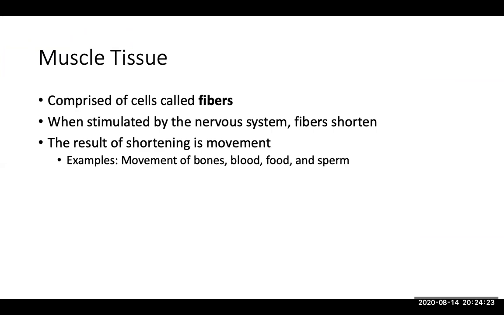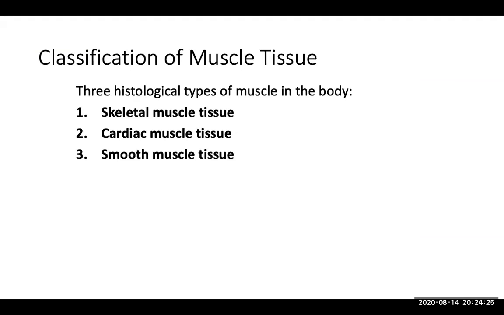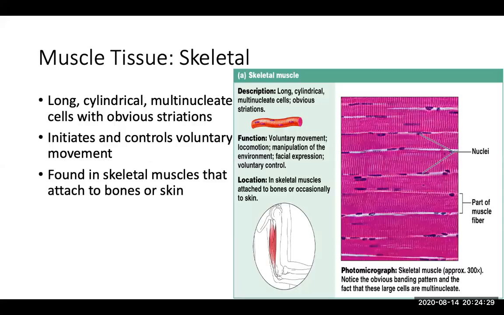Muscle tissue is comprised of cells that are called fibers, and these are the 3 types of muscle tissue. Skeletal muscle is the type that will be attached to your bones to help with movement. You can see that it's striated with these lines. It will have multiple nuclei, and it will be voluntary, meaning you control the movement of your skeletal muscle.